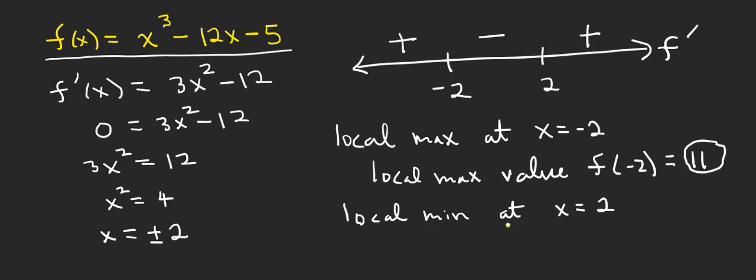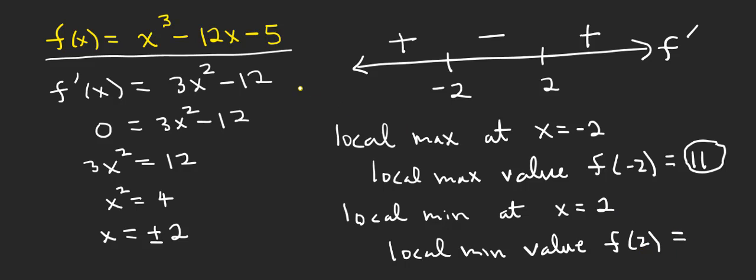What about local minimum value? Well, the local minimum value is going to be f of 2. Again, you got to plug 2 into f of x, and you end up getting negative 21. So that is the local minimum value.